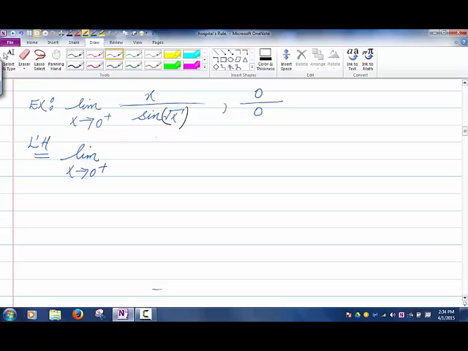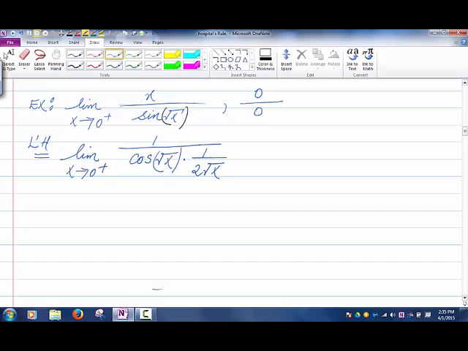Take the derivative of x, which is 1. What's the derivative of sine of root x? Okay, first of all, the derivative of sine of root x, if you apply the chain rule, you get cosine of root x, and then you have to multiply by the derivative of root x, which is what? 1 over 2 root x. So 1 over 2 root x, that's the derivative of root x.